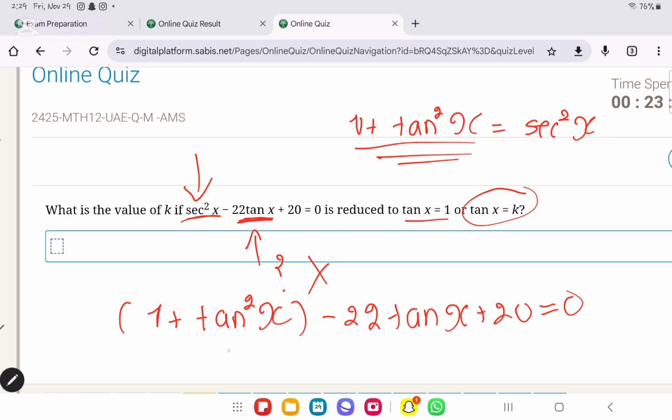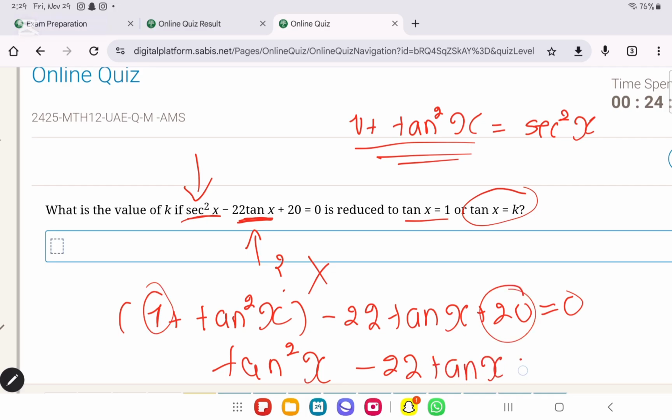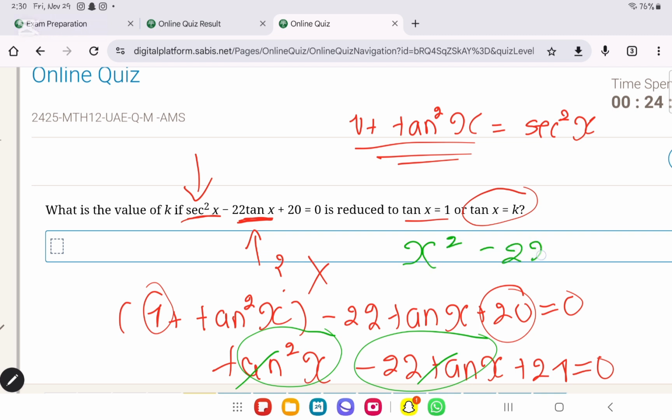Now you solve it. After solving it, it's going to be tan squared x minus 22 tan x, and then you add 20 and 1, you're going to get 21 is equal to 0. Now, what we are going to do is treat the tangent as an x. So it's technically x squared minus 22x plus 21. So it's like you are cancelling out the tangent. Then it's transformed into x squared minus 22x plus 21. Now let us find the roots.